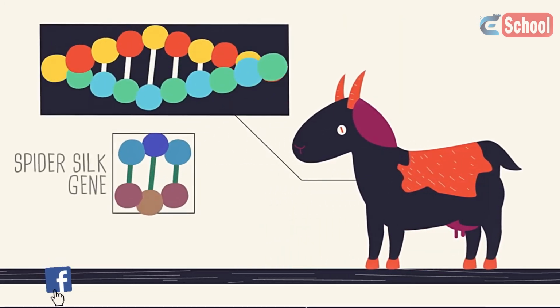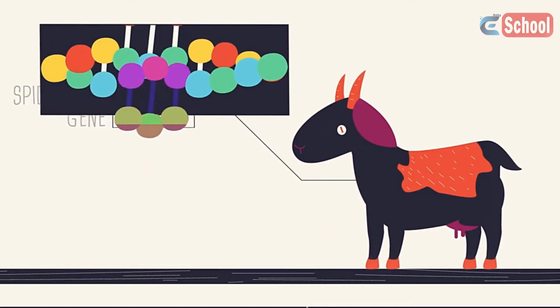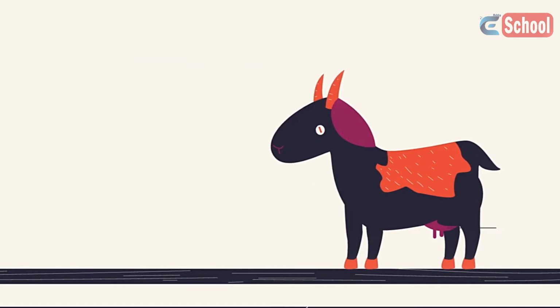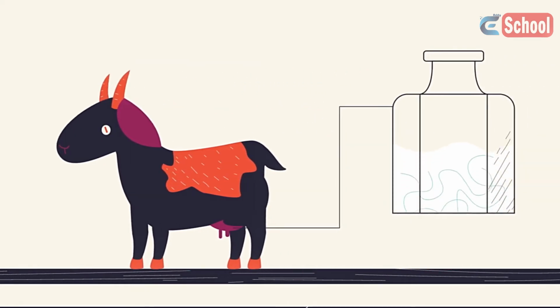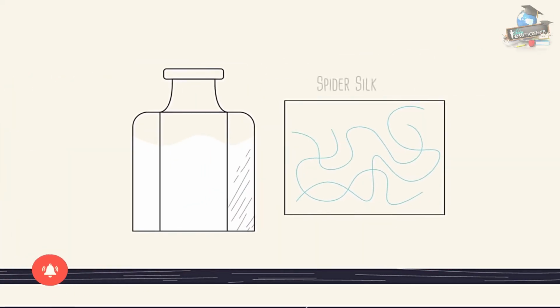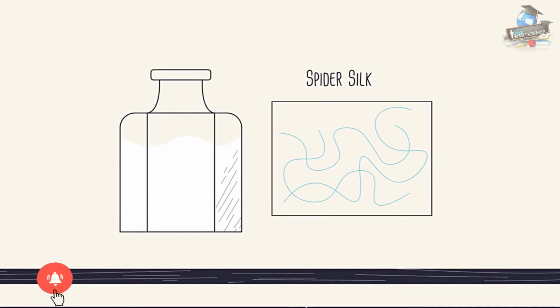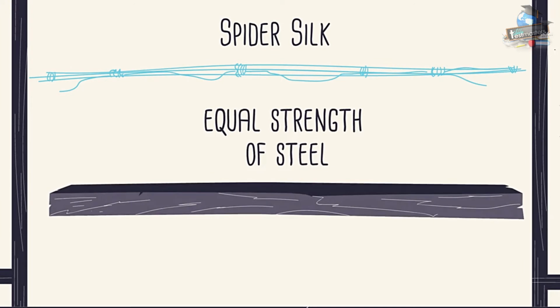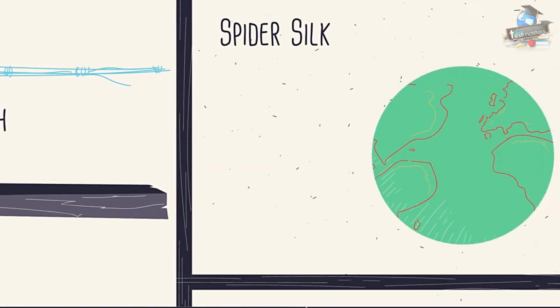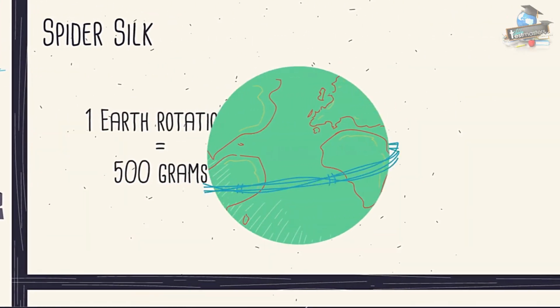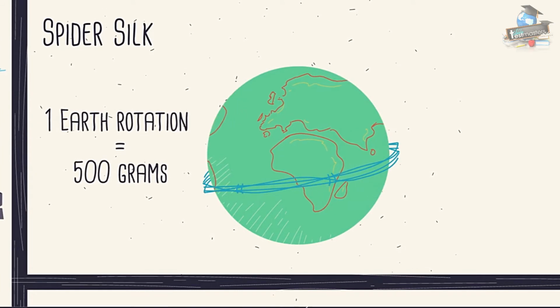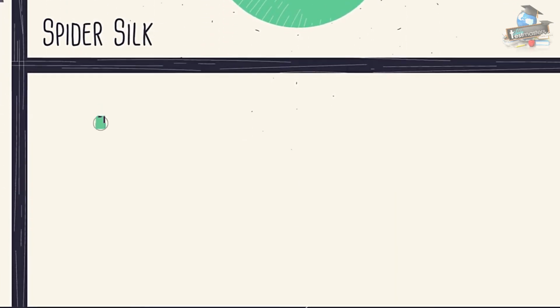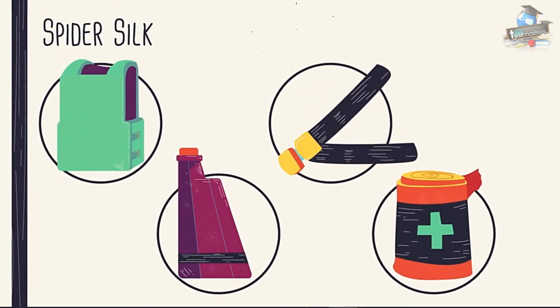They're goats that have had the spider silk gene inserted into their DNA, so when female goats lactate, produce breast milk, the milk contains spider silk. The spider silk is pretty incredible. It's as strong as steel, but so light that a strand long enough to circle the earth would weigh less than 500 grams. So there are thousands of uses for such a unique material.